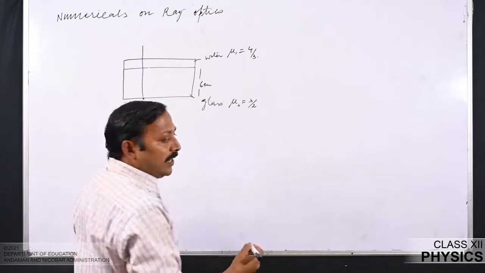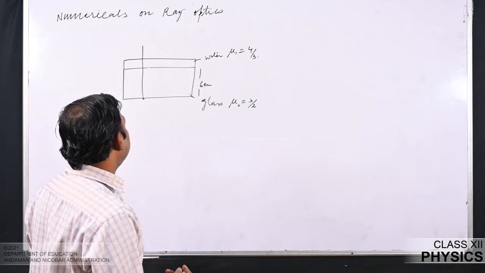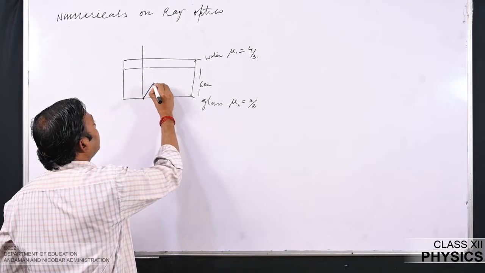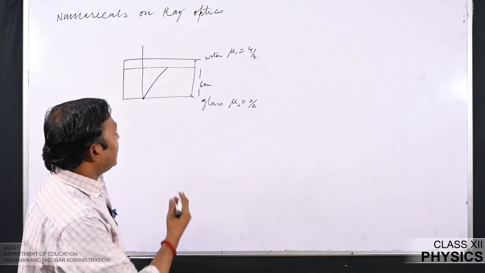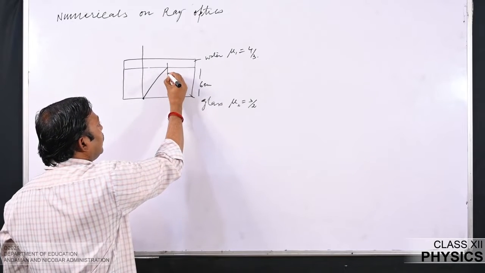Now we have to find out the apparent shift in the position of the object. Suppose that a beam of light arises from this point. Here it will move like this, and it faces one of the interfaces which separates the water as well as the glass medium. Now it will undergo the refraction process.